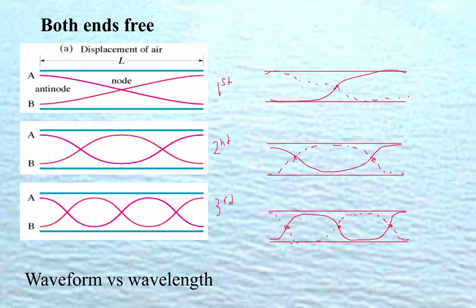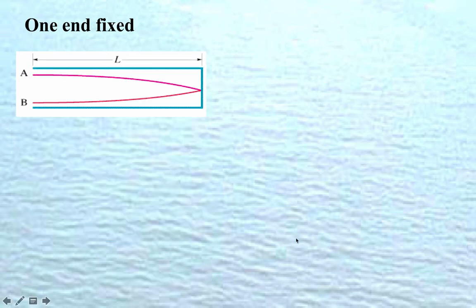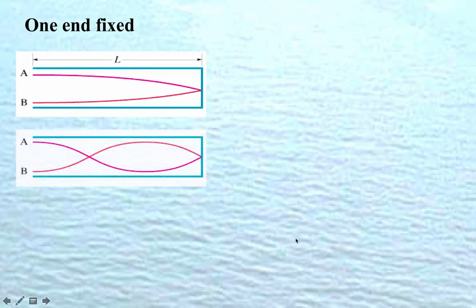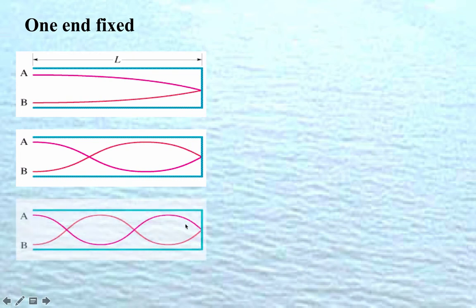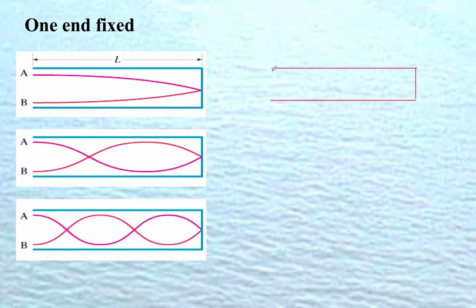And then finally, one end fixed. That's the fundamental. And there's the second overtone. So first harmonic, second harmonic, third harmonic, right? Let's draw these things. So draw yourself a little pipe like this. And that one, you start here and you go, it's kind of boring, right? This end just goes up and down, that end's fixed.